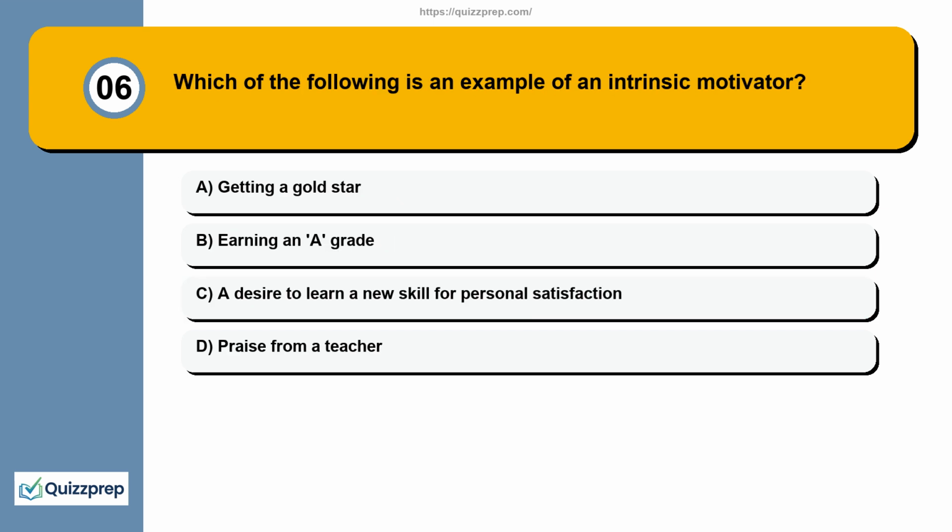Question 6. Which of the following is an example of an intrinsic motivator? Here are your options. Option A. Getting a gold star. Option B. Earning an A grade. Option C. A desire to learn a new skill for personal satisfaction. Option D. Praise from a teacher.